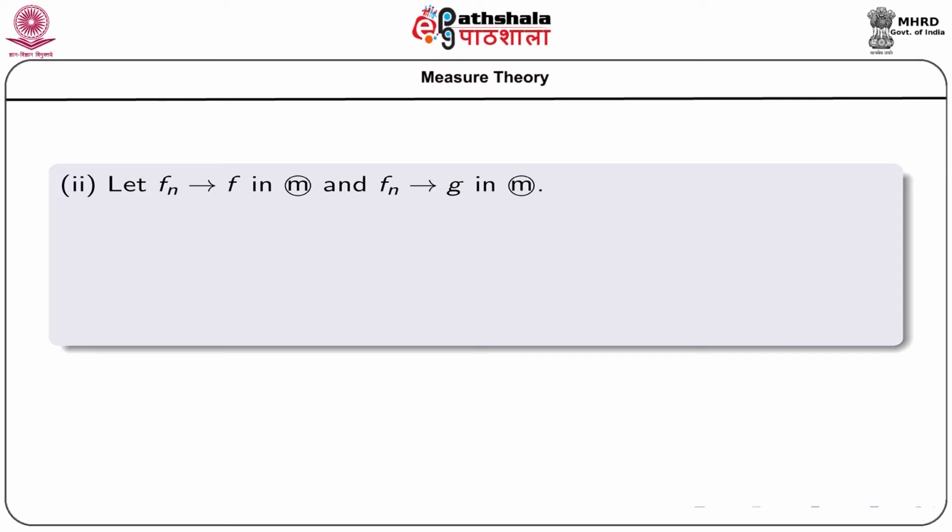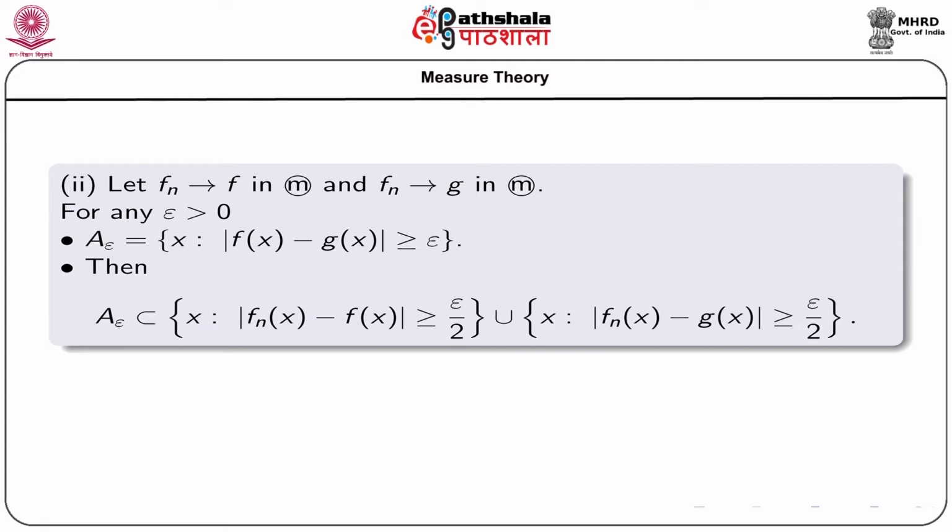If f_n converges to f in measure and f_n converges to g in measure, then for any epsilon greater than 0, let us write A_epsilon as the set of all those points x where |f(x) - g(x)| is greater or equal to epsilon. Now, observe that the set A_epsilon is a subset of the collection of all x where |f_n(x) - f(x)| is greater or equal to epsilon by 2, union the collection of all x for which |f_n(x) - g(x)| is greater or equal to epsilon by 2.